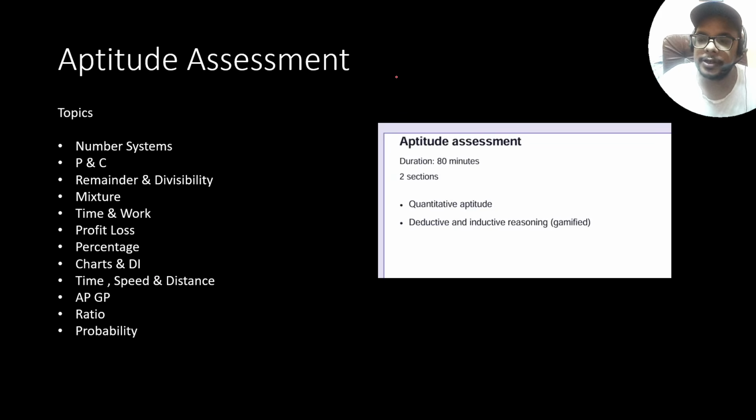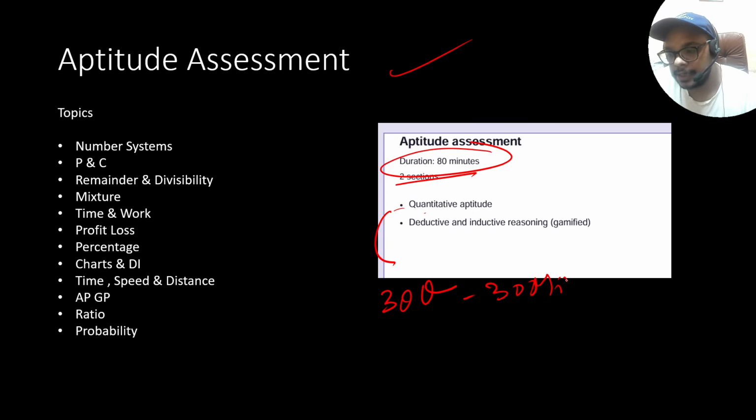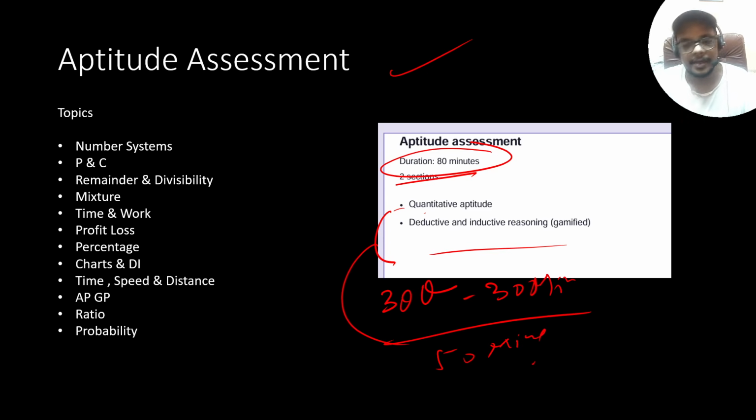Now coming to the aptitude assessment, very important. This assessment is very important. For 80 minutes you will be getting two sections: quantitative aptitude, deductive and inductive reasoning, or gamified. For quantitative aptitude you will be getting 30 questions which you need to solve in 30 minutes. There will be 1 minute per question, you can say. For gamified there will be 50 minutes in which you need to play the games.